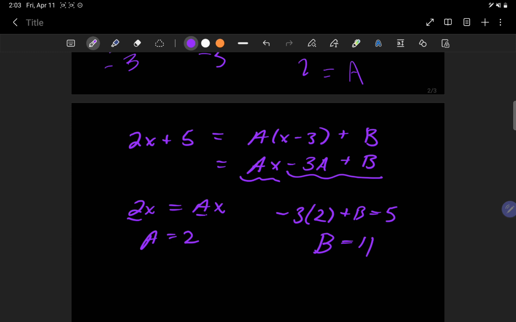So I think the lesson to learn here is that the best way to do partial fractions is a combination of ways. Know them all.